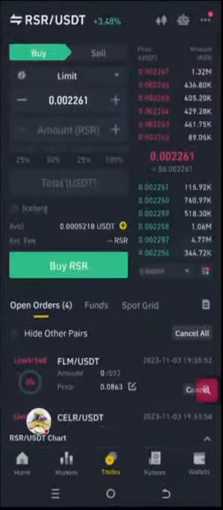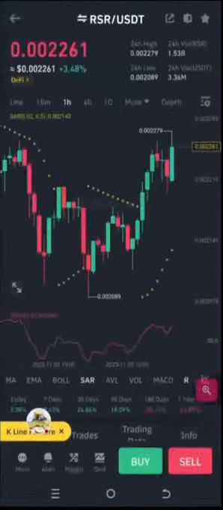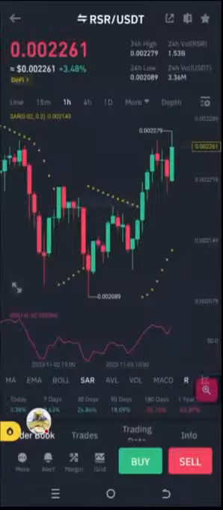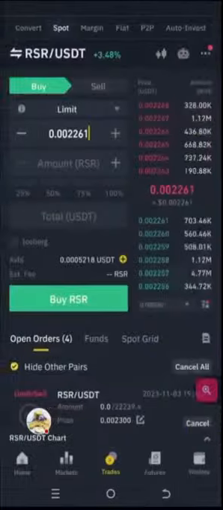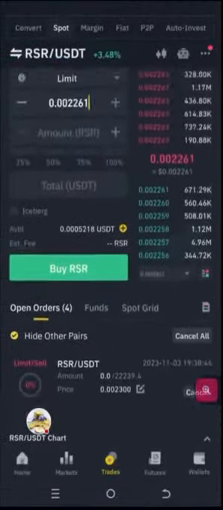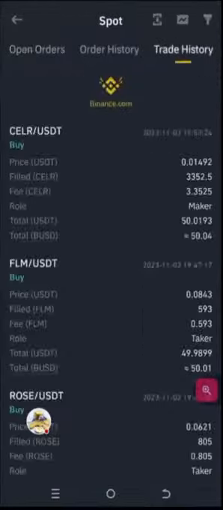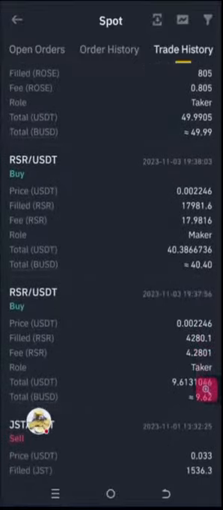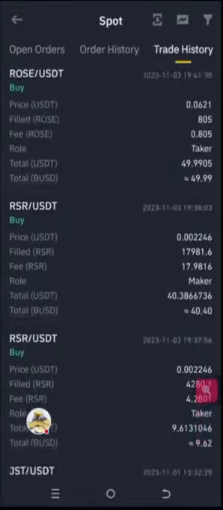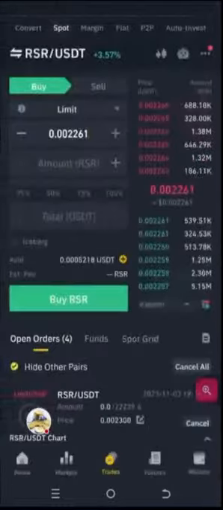RSR, please, I hope you're good. Let's check RSR. Okay, it's still working. 2262. What was our target? Our target is 23. How much did we buy it at? We bought it at 2246, so it's still going down. Well, there's money to be made.